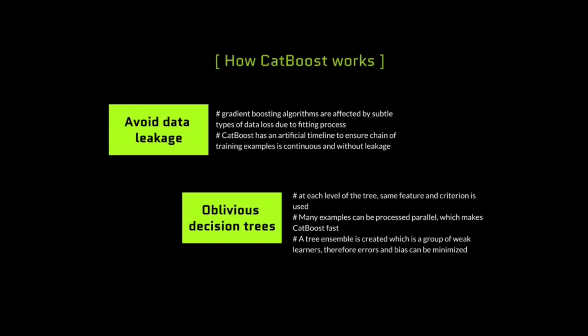Another feature which differentiates the CatBoost algorithm from other gradient boosting algorithms is that at each level of the tree, the same features and criterion are used, so many examples can be processed in parallel, which finally makes CatBoost fast. With this approach, a tree ensemble is created, which is a group of weak learners, and therefore errors and bias can be minimized.